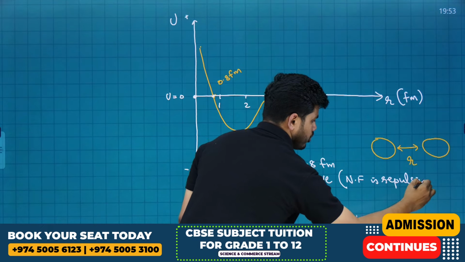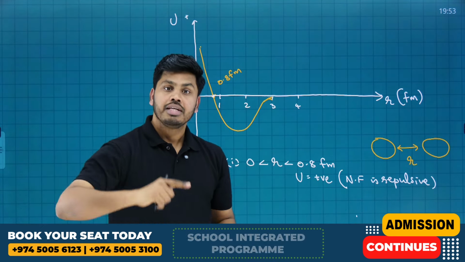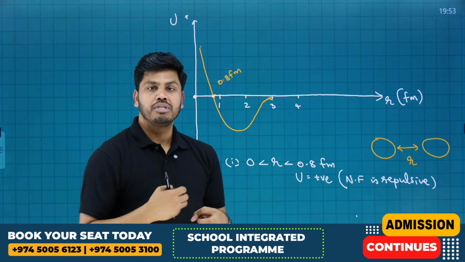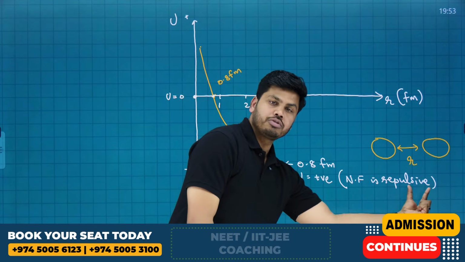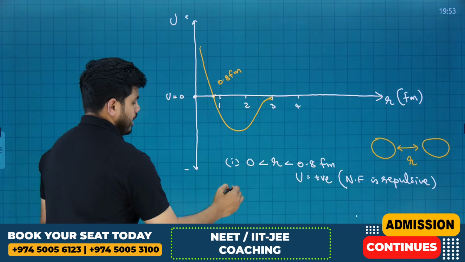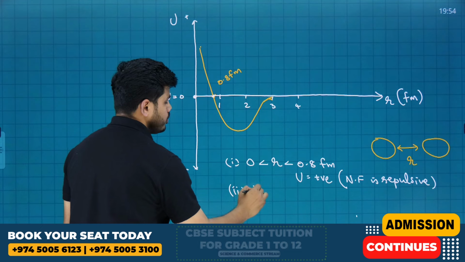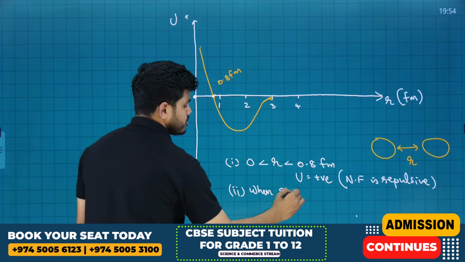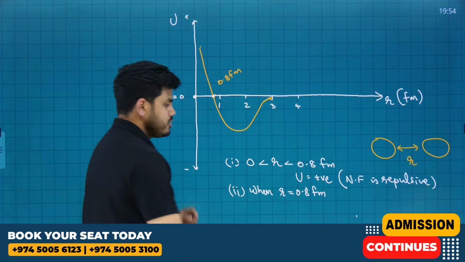If potential energy of two masses or two particles is positive, that means the force interacting between them is repulsive in nature. That is why if potential energy is positive, it is repulsive. Another observation we can make is when r is equal to 0.8 fm, what about the potential energy? It is 0.